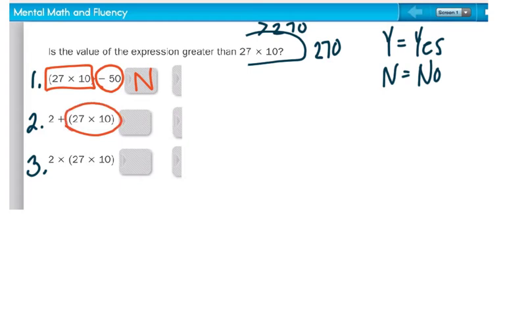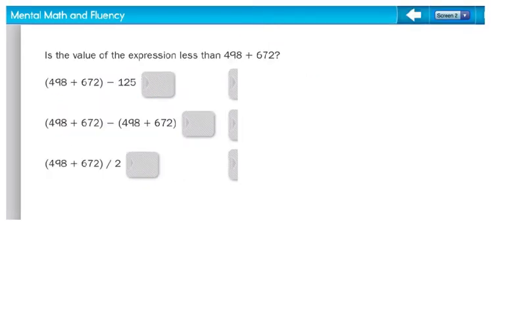Here's my 27 times 10. I'm adding to it, so it's going to be greater than. 27 times 10, there it is, but guess what I'm doing? I'm multiplying by it. So yes, it would end up being more than 270. All right, do the same thing again.